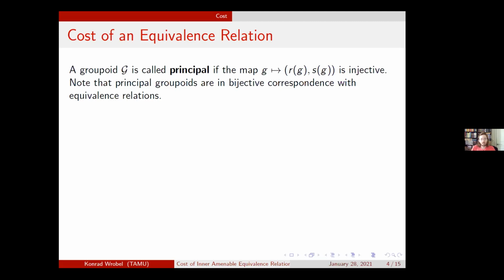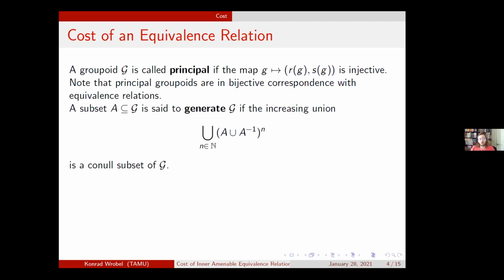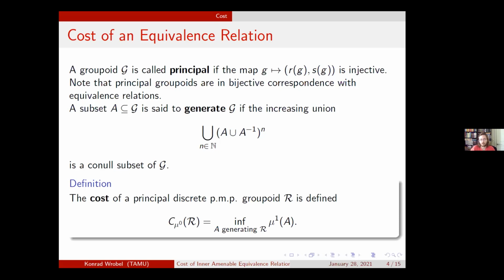And I'm going to define cost in analogy to the rank of a group. So I first define what it means to generate a groupoid. So this is exactly what you would hope it would mean. We have a notion of multiplication. A subset generates the groupoid if by multiplying n copies of that subset together, and off to infinity, arbitrarily large finite numbers of copies of that subset together, then you get a conull subset. You get almost everything inside G. Right. And now cost is just defined as the size of the smallest generating set. So it's in perfect analogy with rank. And the notion of size that we use is this mu1 measure that I defined on the first slide, this natural measure on the groupoid.